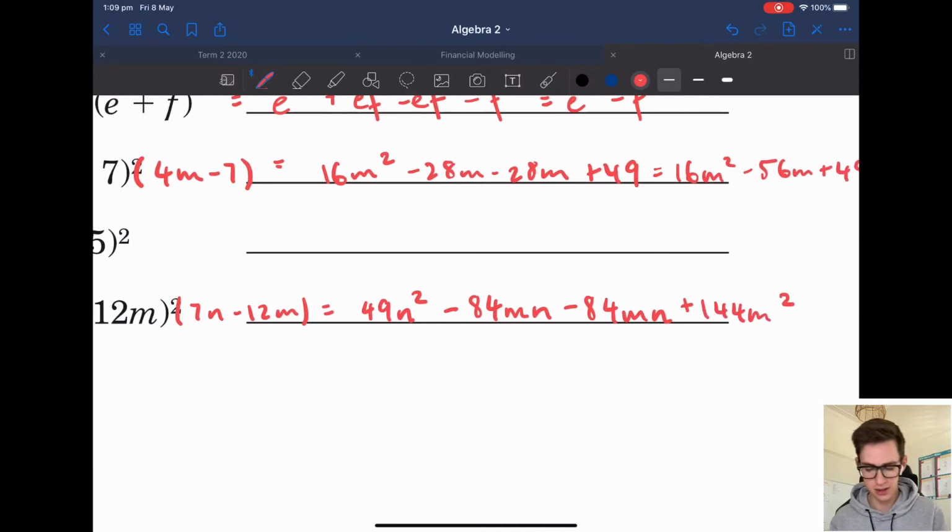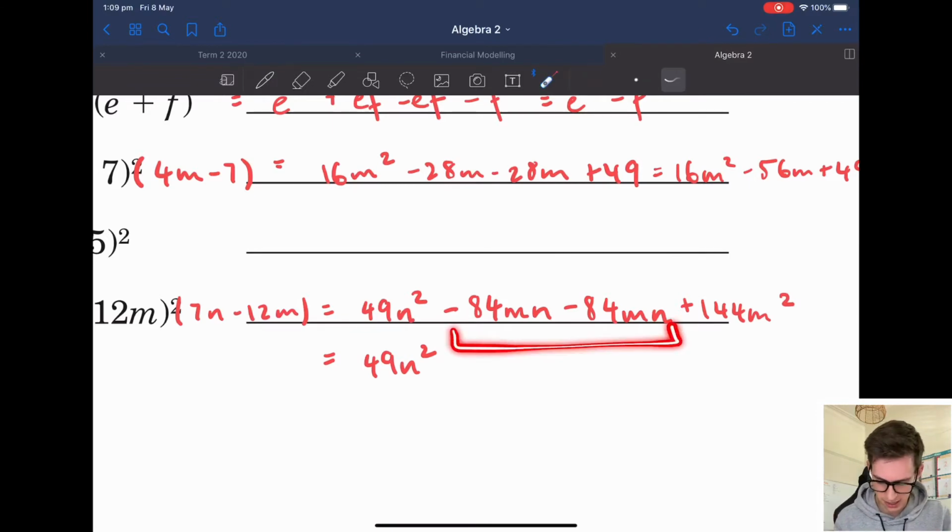The only trick here at the end is just to tidy up the things that we can. It's usually going to be those middle terms that can be tidied up. It's very rare for it to be the first or last thing. So you look at this middle bit, that's just going to be negative 168mn.